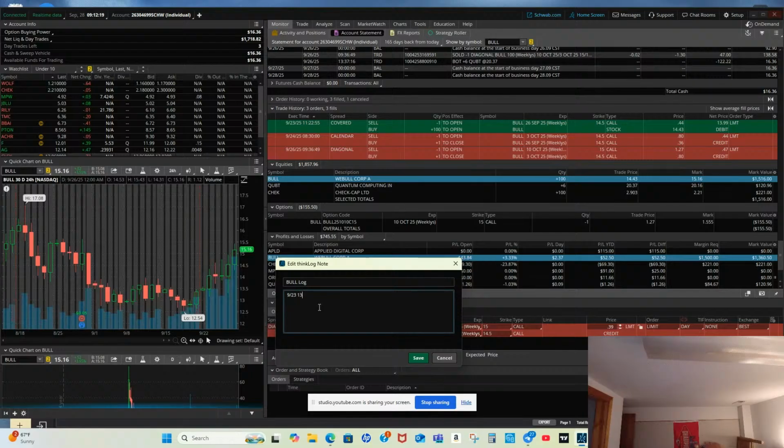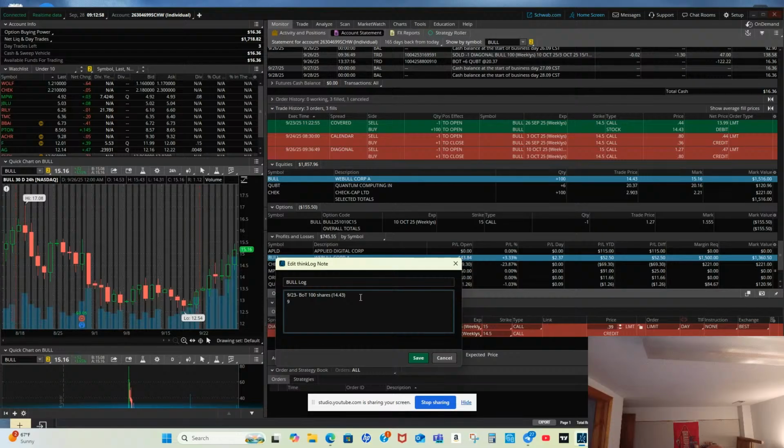I bought it for 13. Or no, I guess here's what it is. It's just how they do it in this world. I bought 100 shares at 14.43. Okay, so that was my cost.